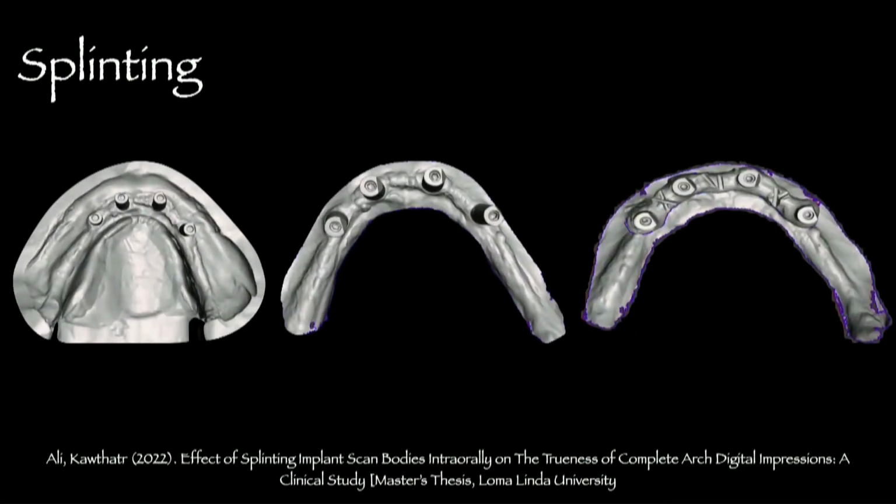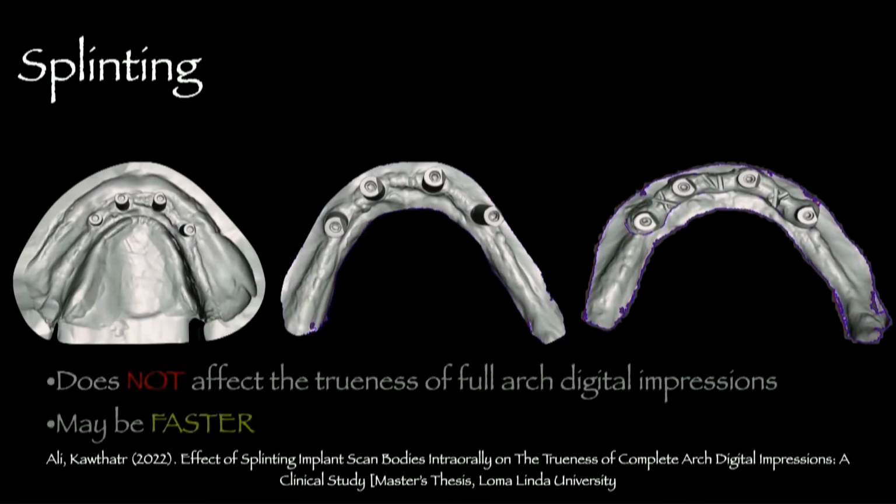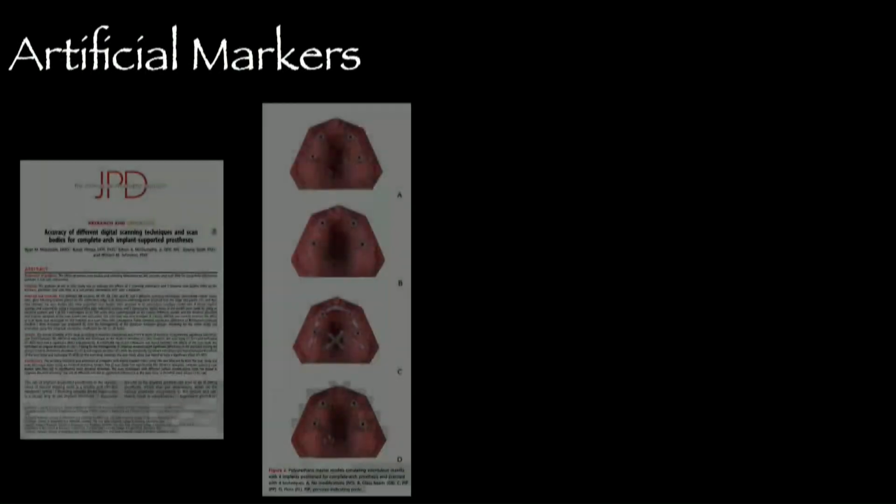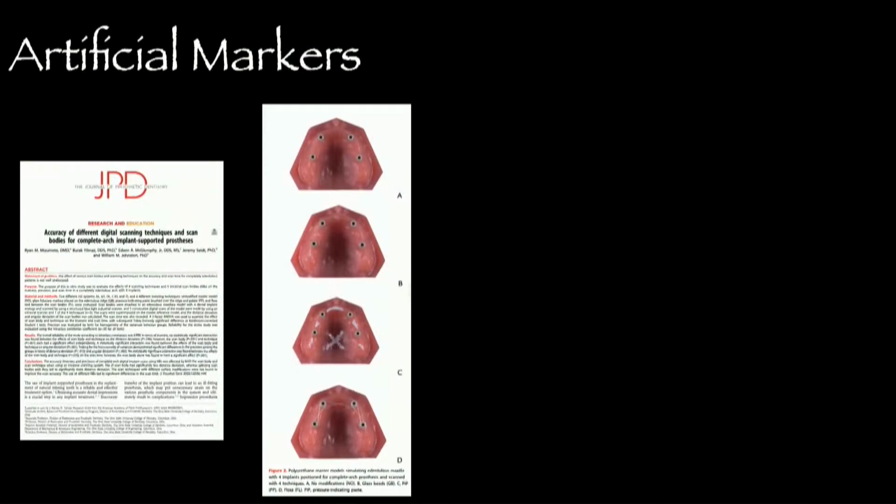This led to a study that one of our very valuable PROS faculty, Dr. Kauthar Ali, conducted on real patients, in vivo patients, to see the effect of splinting on those patients. Her results were pretty much coincident with the in vitro studies that we had. So splinting, maybe not. Let's see the effect of adding artificial markers to improve scanning accuracy.